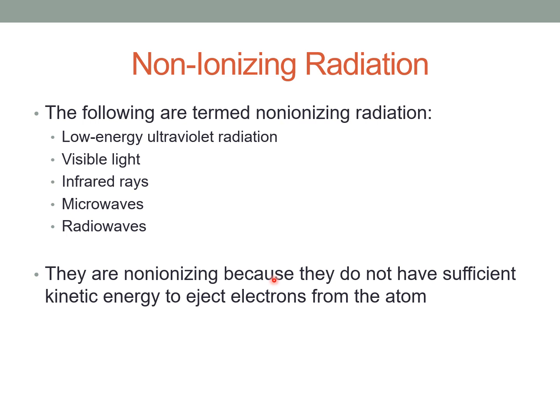Non-ionizing radiation. The following are termed non-ionizing radiation: low energy ultraviolet radiation, visible light, infrared rays, microwaves, and radio waves. They don't have sufficient kinetic energy to eject electrons from the atom. Kinetic basically just means movement. So it doesn't have enough movement energy to eject electrons from an outer shell, an inner shell, or from the nucleus itself.